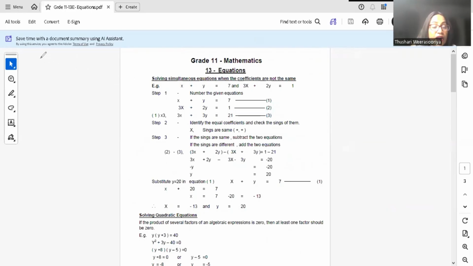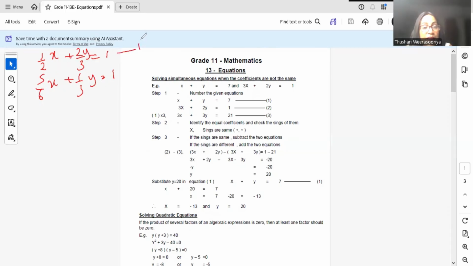So we'll take an example: 1 over 2 x plus 2 over 3 y equals 1. This is the first equation. Then 5 over 6 x plus 1 over 3 y, this is y, yeah, 2 over 3 y equals 1. Now, it's similar to the grade 9 and 10 simultaneous equations, but the coefficients are in fractional form.